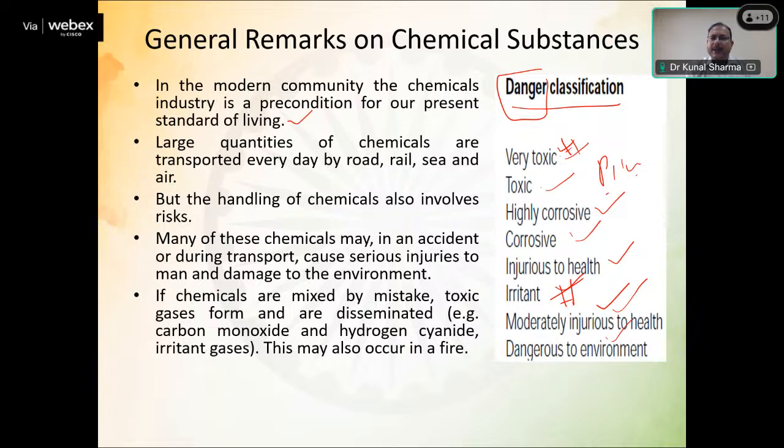Large quantities of chemicals are being transported by road, rail, sea, and air. We cannot avoid it, but the handling of chemicals also involves a risk, which I am quoting. I will quote these examples because whatever you are using right now has some impact, but to what extent is questionable, and we can mitigate if we are using it in a proper way. Many of these chemicals, in an accident or during transport, can cause serious injuries to man and damage to the environment. If chemicals are mixed by mistake, toxic gases form and are disseminated.